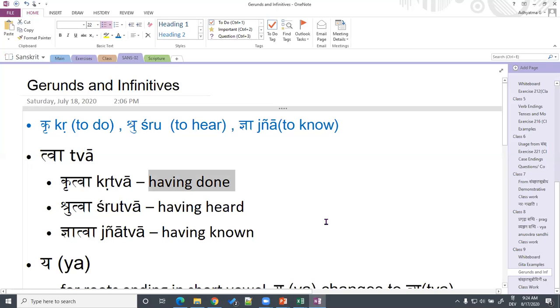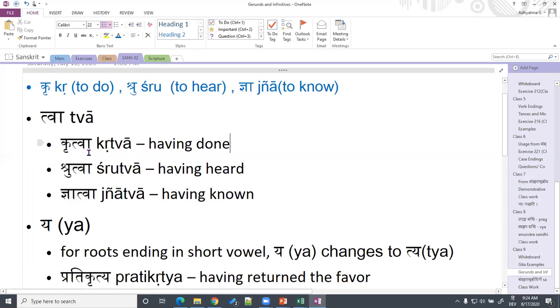So having done a particular action, I do another action. In that sense, it is used. We'll discuss the use a little bit later. But the meaning of this participle form which is made, it means having done or after doing. Shrutva, same, very simple. You see, shru is the root, you add the suffix twa and you get shrutva, meaning having heard. Gya, gyatva, having known. So this makes it extremely simple, as you can see, making the participle forms. You just add the suffix twa.